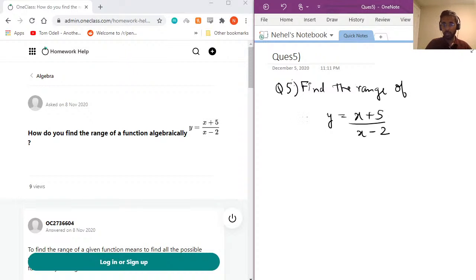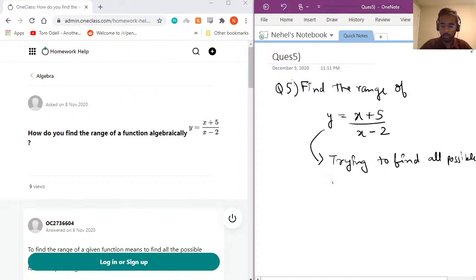So first of all, what is the range? The range of a function is all the values the function can take without it being non-real or non-solvable. In this case, the range of this function would be all the possible values of y. So we're trying to find all possible values that y can take.